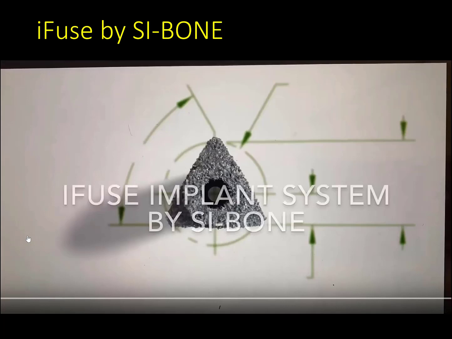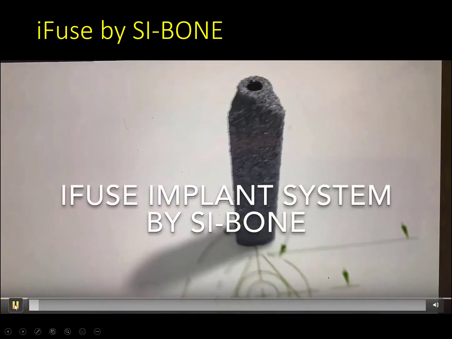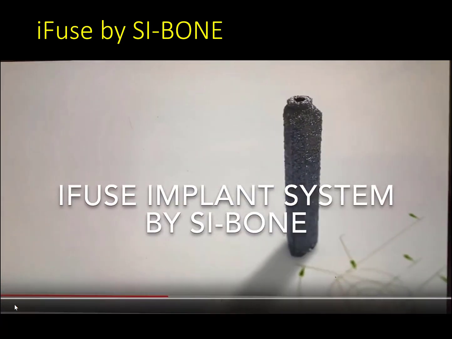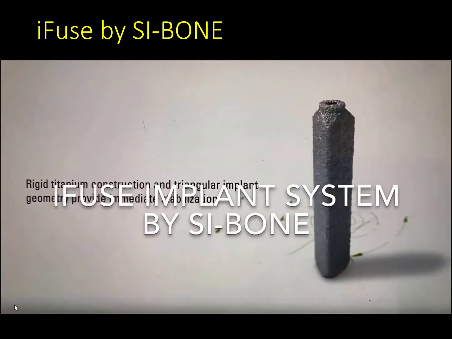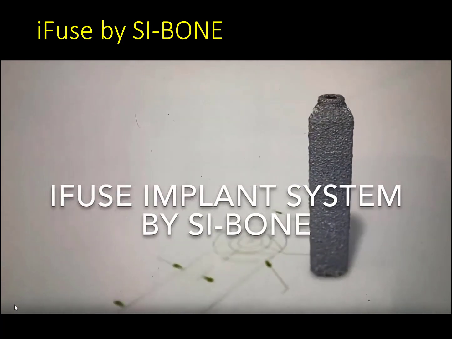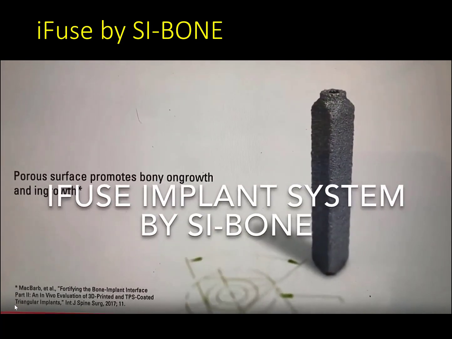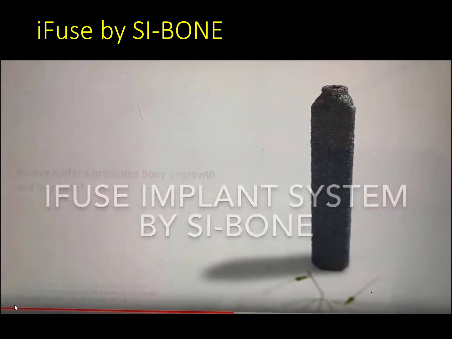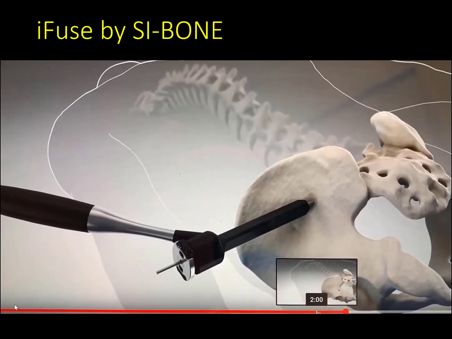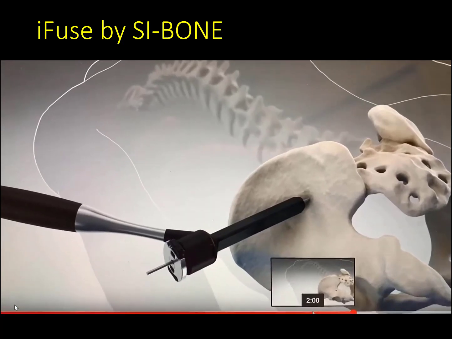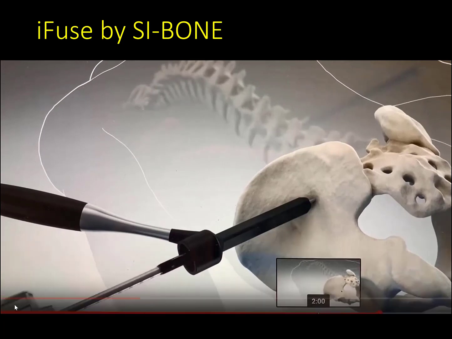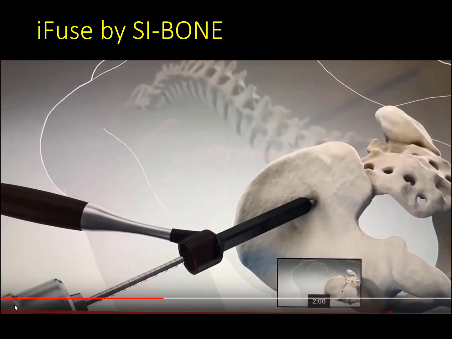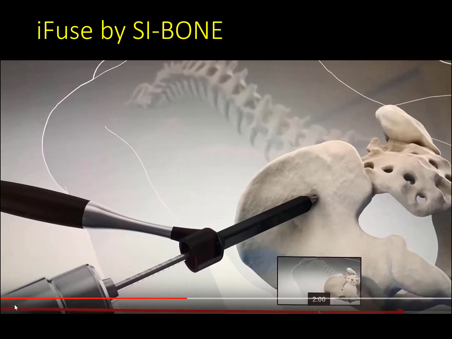Okay, so this is the one Paul's referring to, which started it all, the iFuse implant. The rigid titanium construction and triangular implant geometry provide immediate stabilization. So basically, you grow into this thing, right? The bone fuses to the metal. And this is just the technique. It's nothing special. It's what you expect. It's like a pelvic fixation, and 3 of them across the SI joint. So it's just like putting in percutaneous screws.